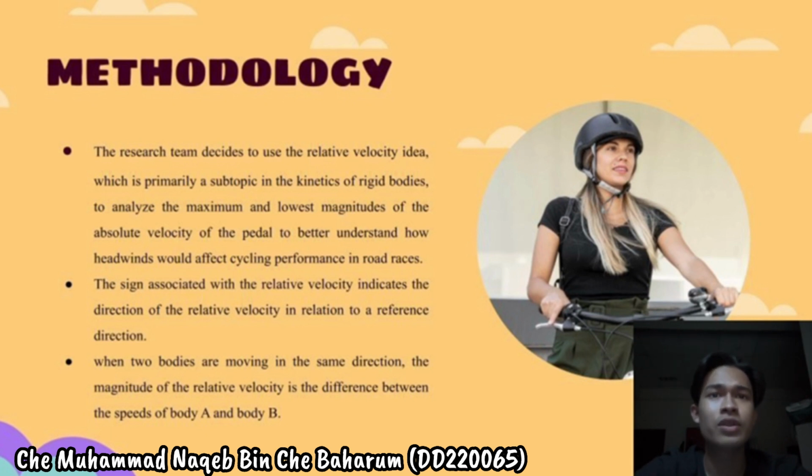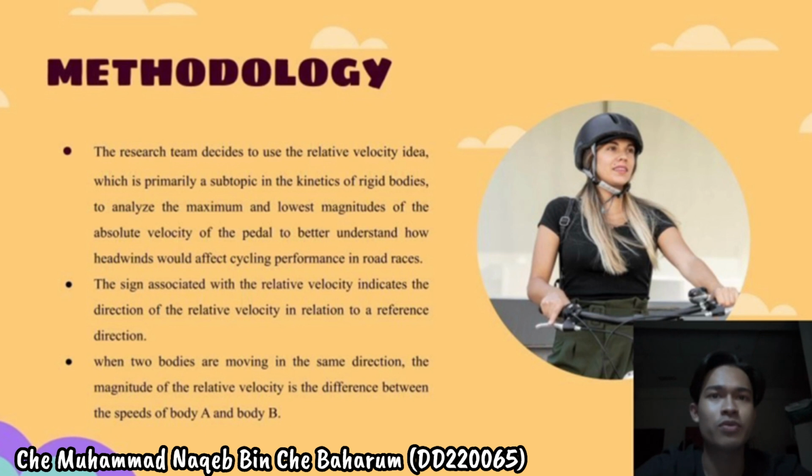The relative velocity of a body is the velocity observed when it approaches or moves away from another body, where one or both bodies are in motion. Since velocity is a vector quantity, it considers both magnitude and direction. The sign associated with the relative velocity indicates the direction of the relative velocity in relation to a reference direction.